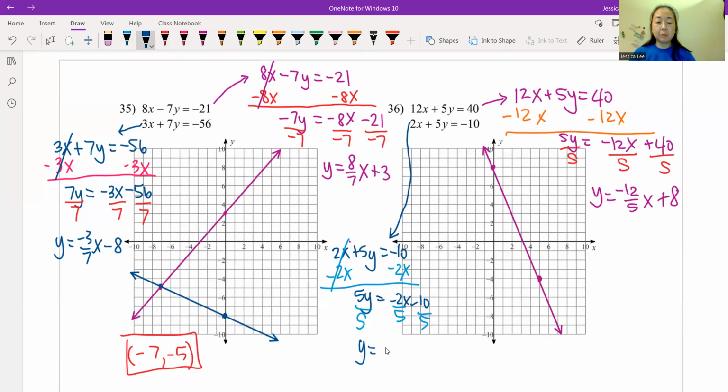So y is equal to negative 2 over 5x minus 2, because 10 divided by 5 is 2. All right, so we're going to start with the negative 2 right here. And we're going to go down 2 and to the right 5. So down 2 to the right 5, down 2 to the right 5, or up 2 to the left 5. Either way is okay. And you can definitely see where they're starting at.